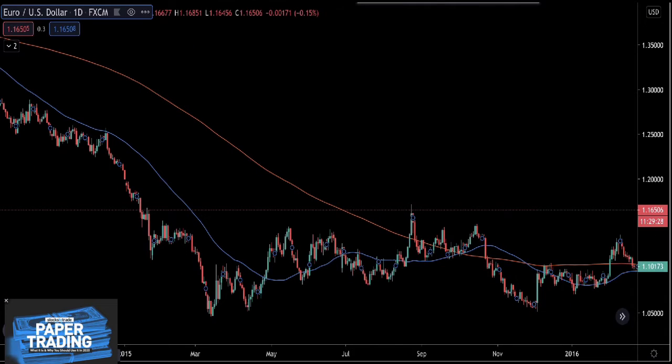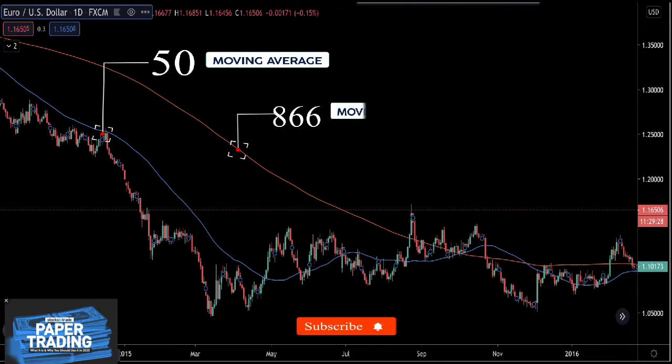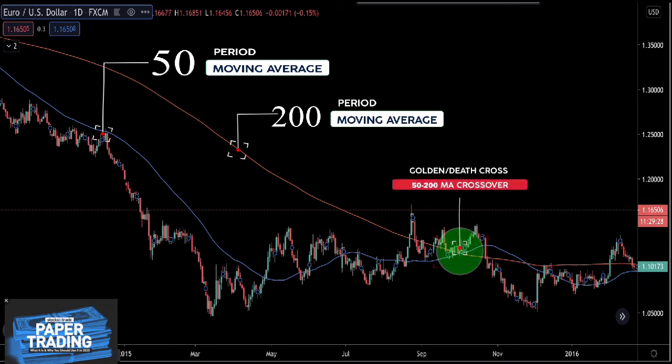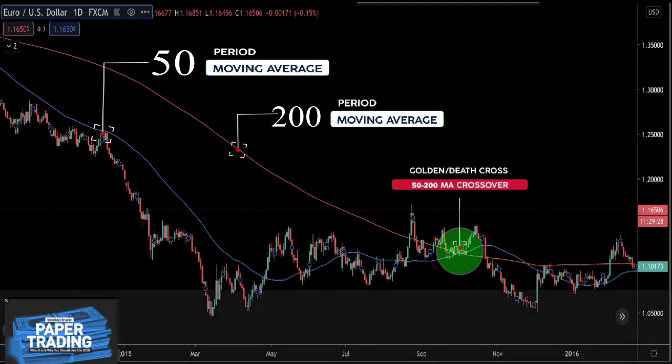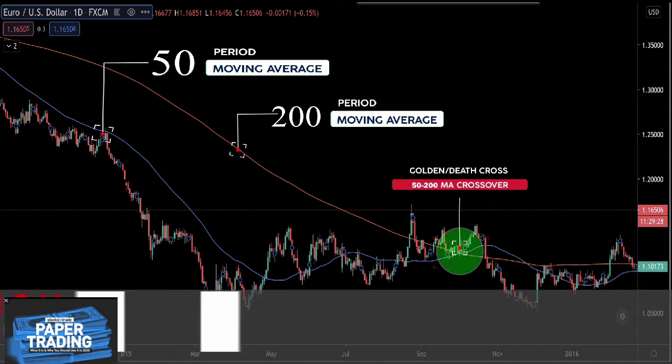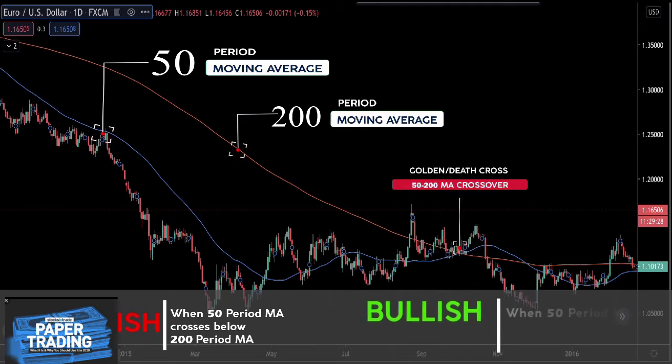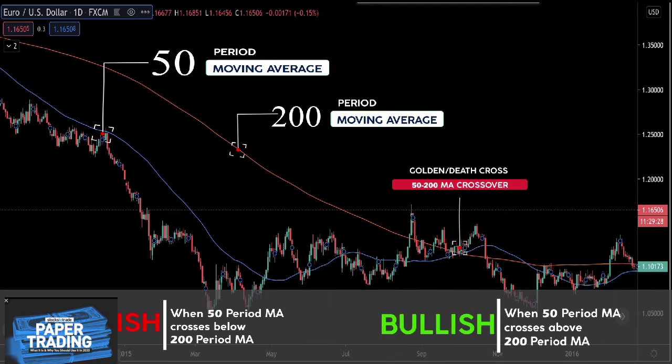Let's have a look at a moving average, one of the most common lagging indicators. For this example, I use a 50-period and 200-period moving average and trade whenever there is a crossover between the moving averages. This is sometimes known as the golden cross or the death cross. When using such an indicator, the currency is said to be bearish when the 50-period moving average crosses below the 200-period moving average and bullish when the 50-period moving average crosses above the 200-period moving average.